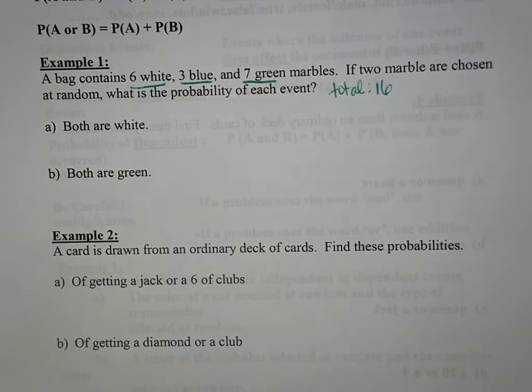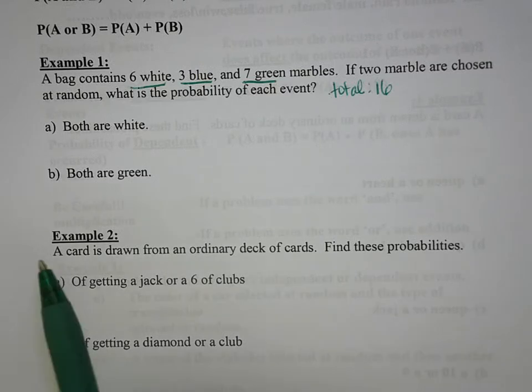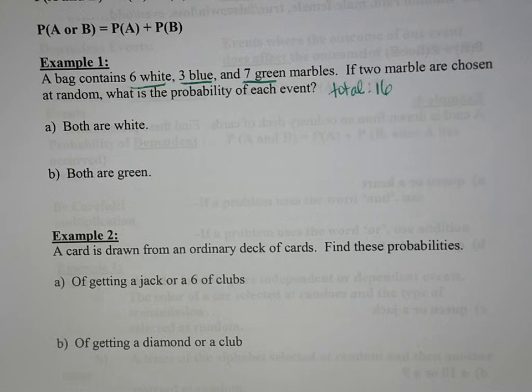It's not telling you that they're choosing a marble and putting it back in the bag. So if they're choosing 2 marbles, that means you're actually taking 2 marbles out of the bag. You take 1 marble out of the bag, and then you take a second one out of the bag. If you don't see the word "or," it's an "and" problem. So both are white.